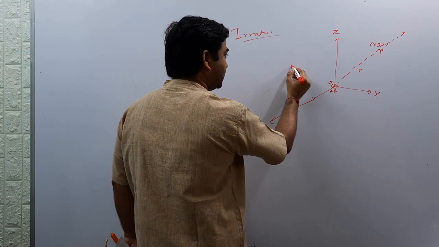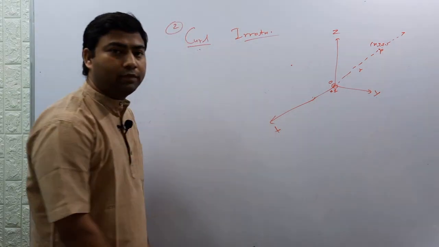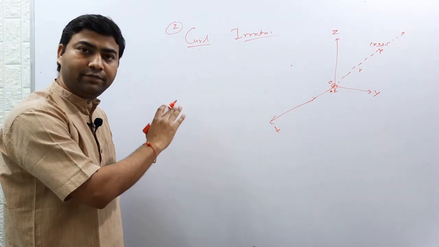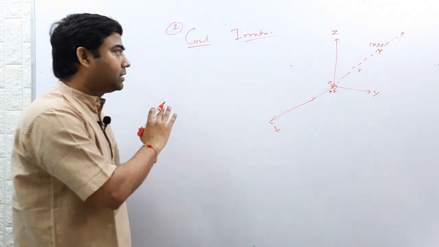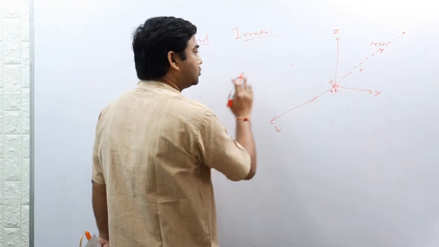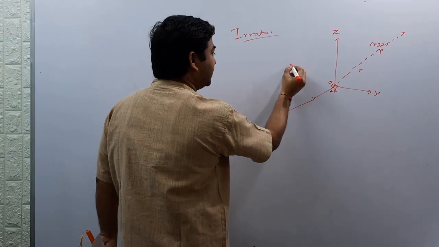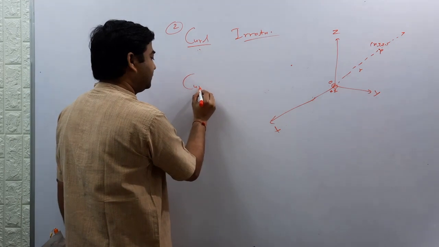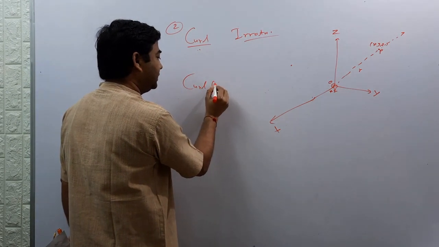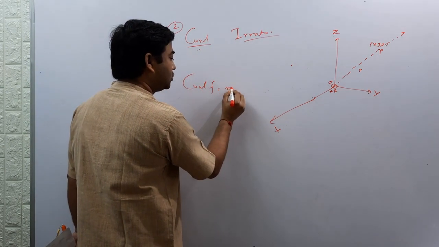Let's say at this point we have found some value of curl. Value of curl means there will be a vector. Curl is a vector. So put a small ball. Curl is a microscopic property. First remember, curl of a field is a microscopic property.